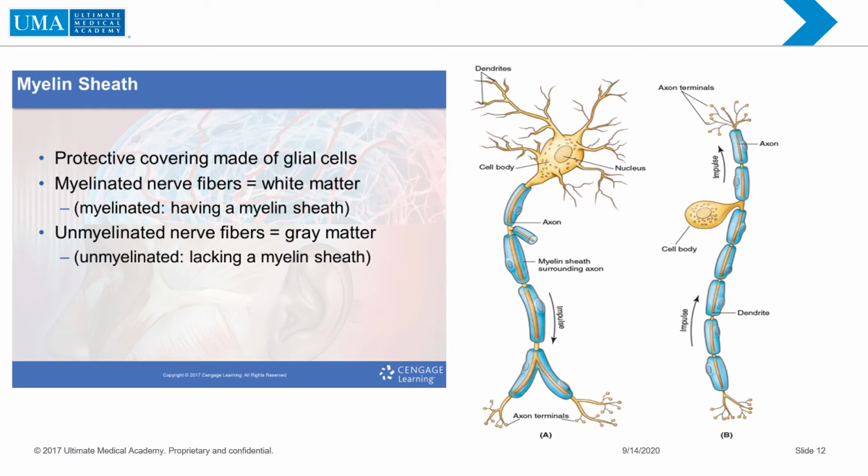Now, the portions of the nerve fibers that are unmyelinated are known as the gray matter. So the term unmyelinated means lacking that myelin sheath. Now keep in mind, the lack of the myelin sheath reveals the brownish gray color of the cortex of the cerebrum as well as the cerebellum and the core of the spinal cord.